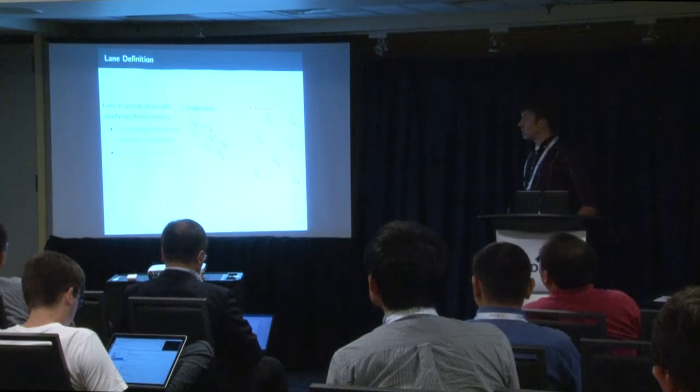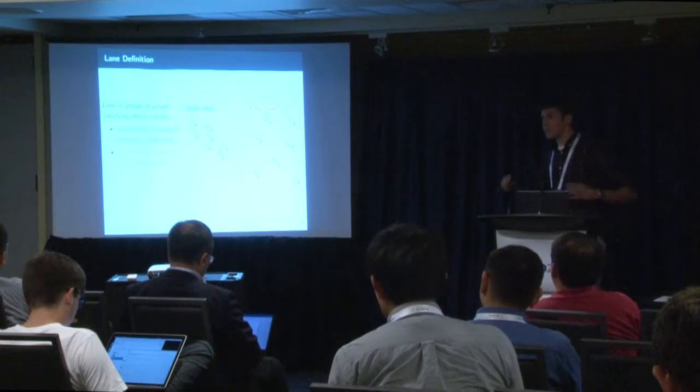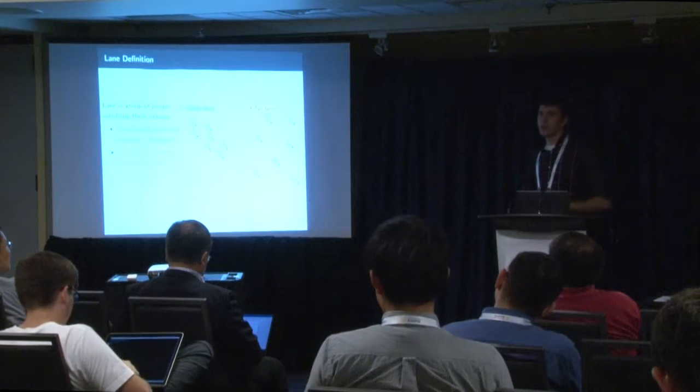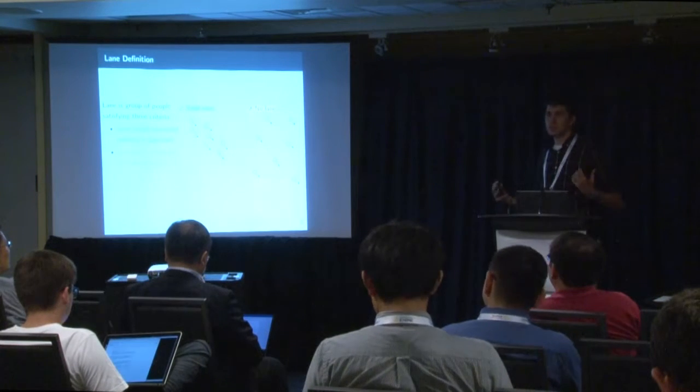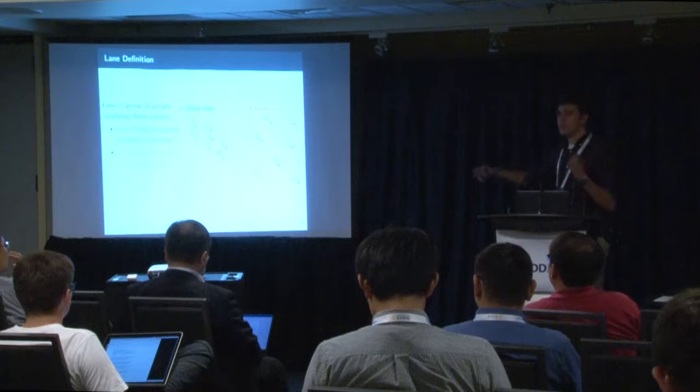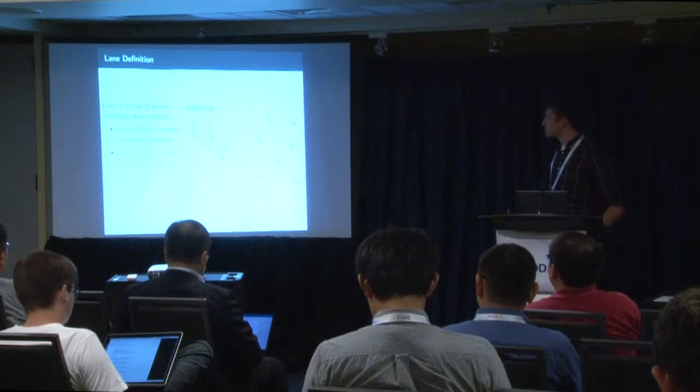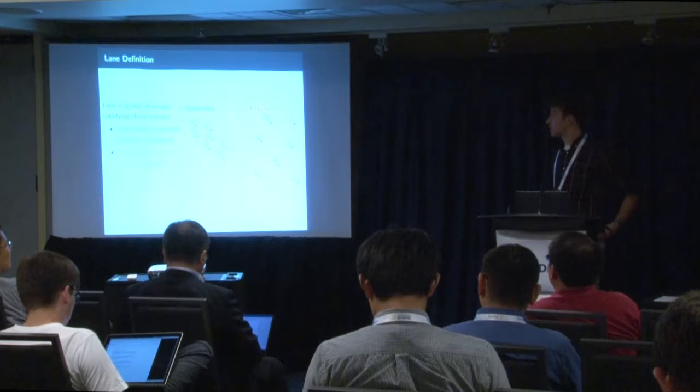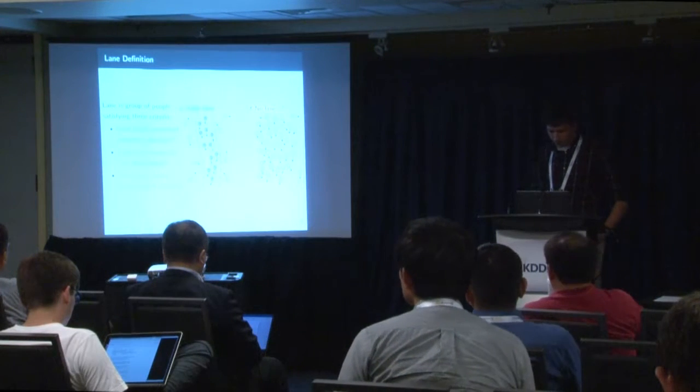Second, a lane is always connected. So a lane can be very long, a snake-like structure, but it's always connected. It's always one cohesive thing. There are no gaps in it. So here you can see a lane, and this is not a lane because the people are too far away from each other to actually build a lane.